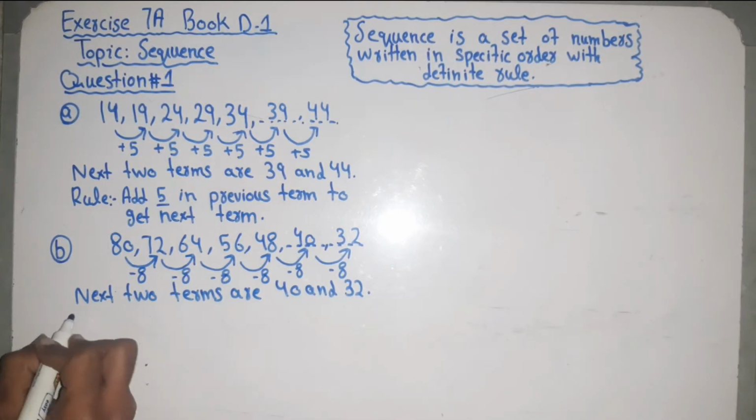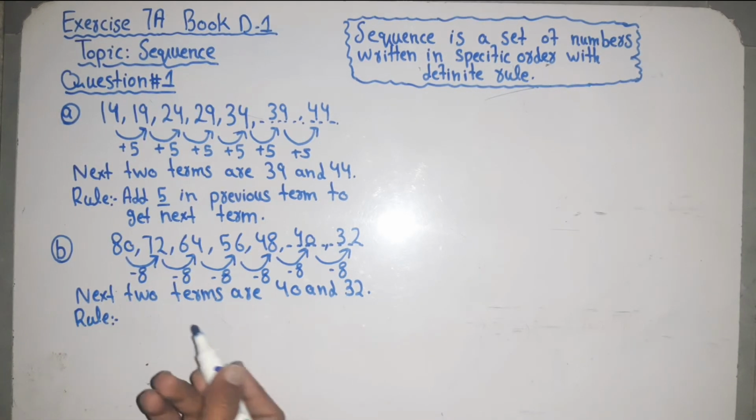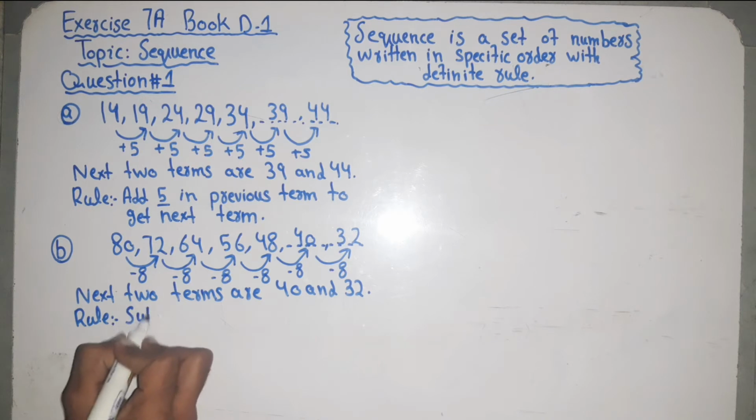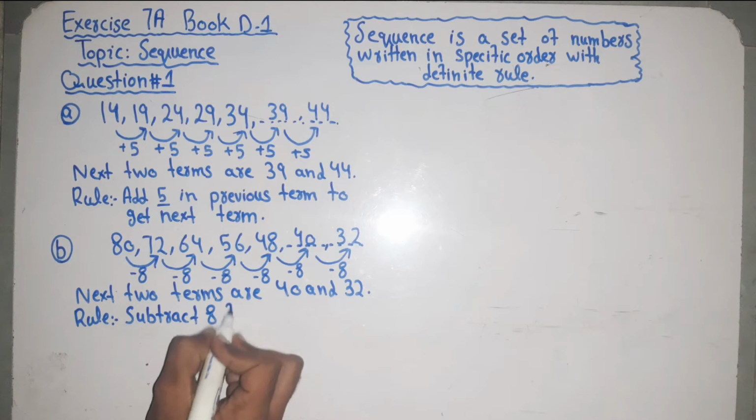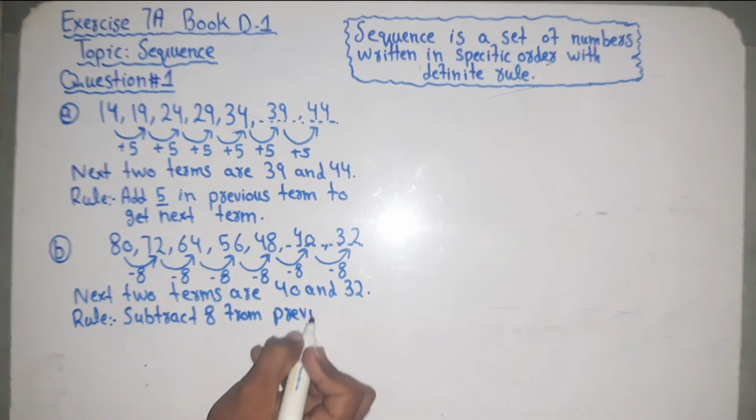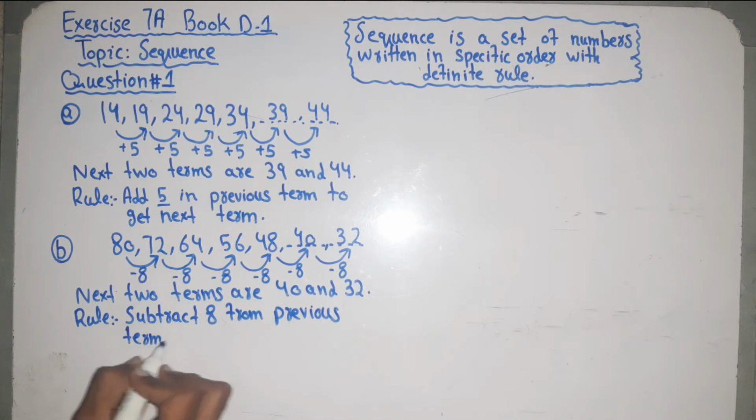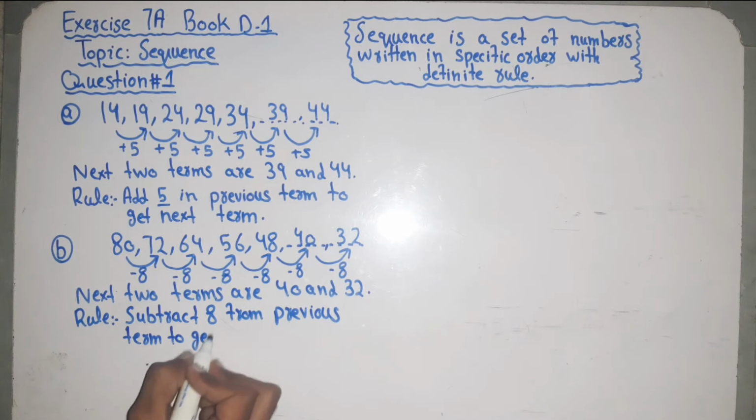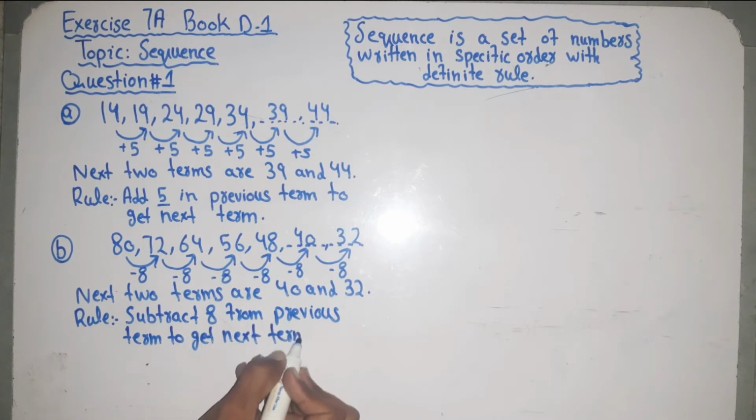And what is the rule? You can explain it, you can write it in your own words. Subtract 8 from the previous term to get the next term. Okay, now we're going to solve part C of this exercise.